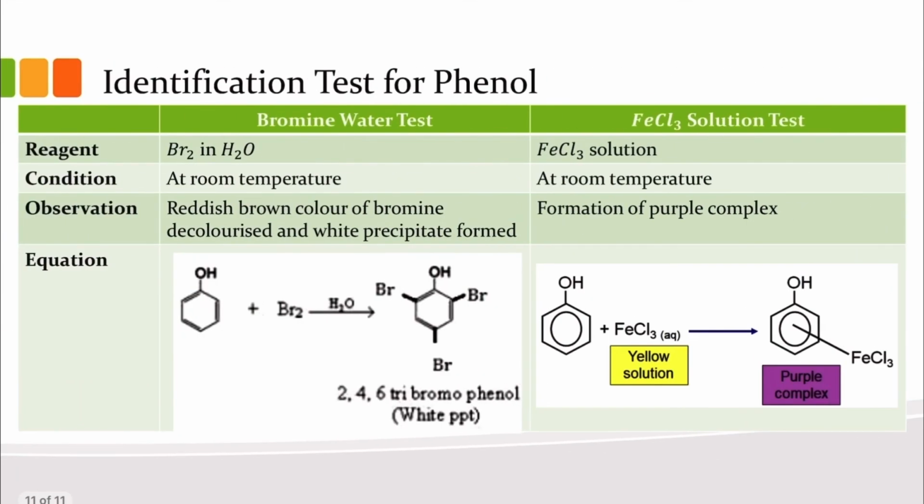And finally, let's take a look at identification tests for phenol. There are two types of identification tests. The first one is the bromine water test, and the second one is the FeCl3 solution test. The reagent for the bromine water test is bromine in water. The condition is room temperature, and the observation is that the reddish brown color of bromine will decolorize and a white precipitate forms. So this is the equation for the bromine water test.